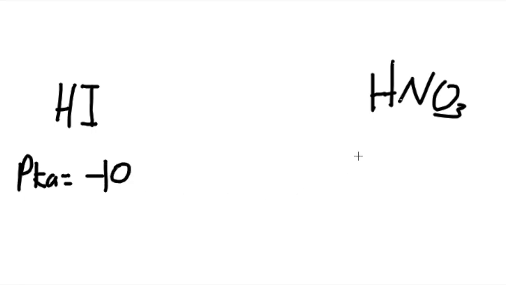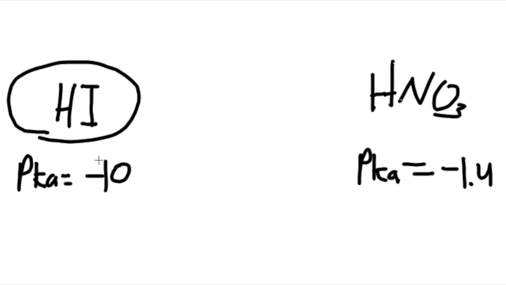If we had another acid, HI, comparing this to HNO3, the pKa for HI is -10. HNO3's pKa is -1.4. So the lower the better. In this case, HI is the stronger acid because of the lower pKa.